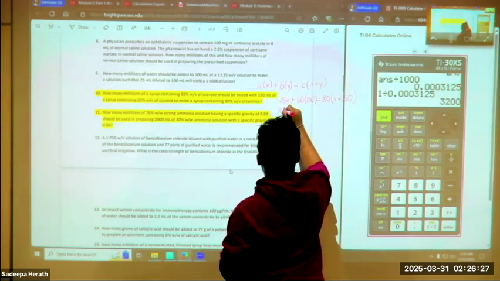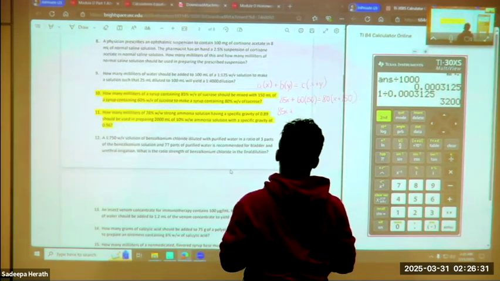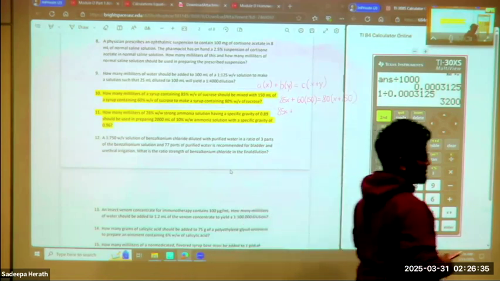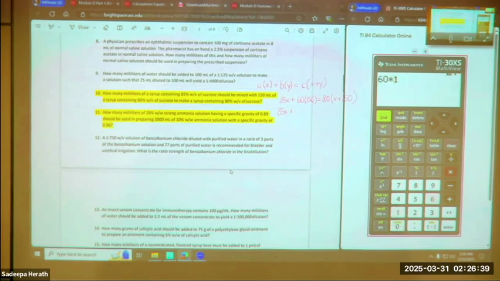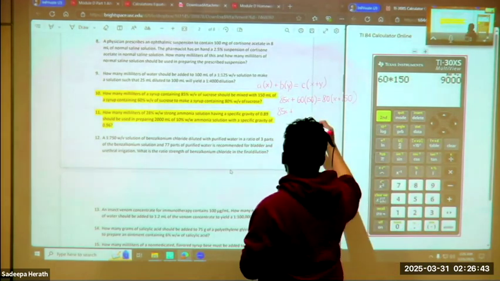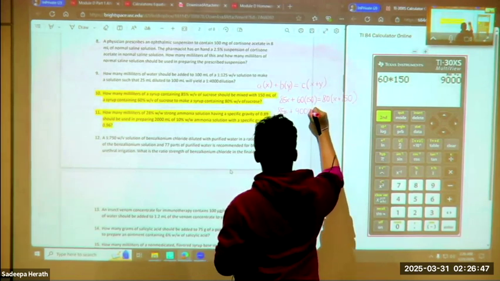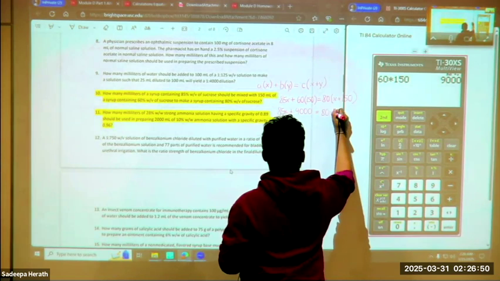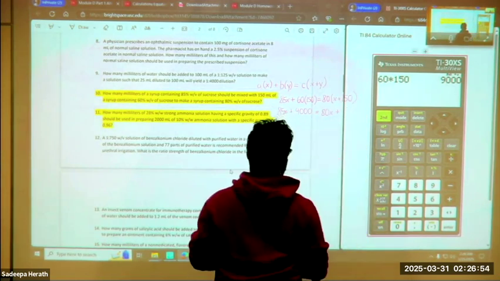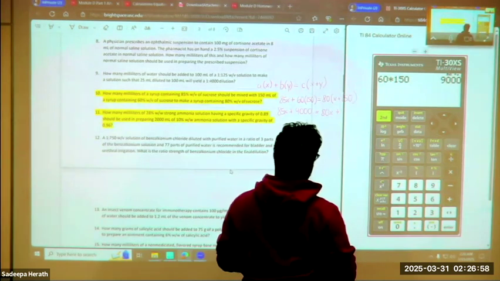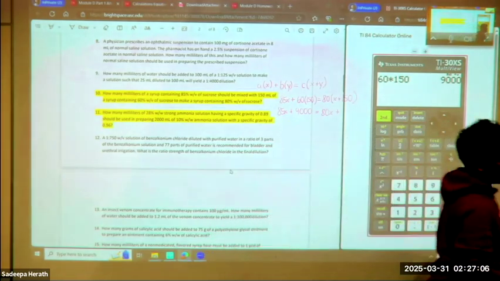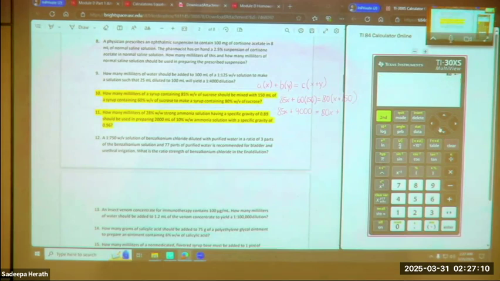Okay. So let's expand and see if we can make this look a lot nicer. 85x stays the same. 60 times 150, that's 9,000, equals 80x plus 80 times 150, which is 12,000. Okay.